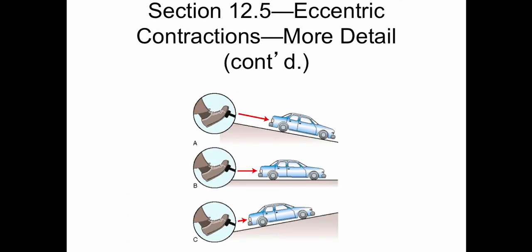Comparing the brakes of a car to an eccentrically contracting muscle is a helpful analogy to use when learning why and when eccentric contractions occur. Figure A shows the car moving downhill, vertically downward, and slowing down by pressing on the brakes. Figure B shows the car moving on level ground and slowing down by pressing on the brakes. Figure C shows the car moving uphill, vertically upward, and slowing down by pressing on the brakes, slowing more quickly than it would have due to gravity alone.